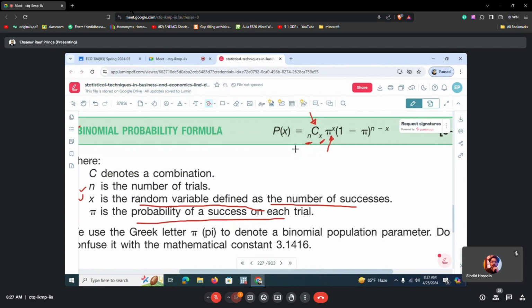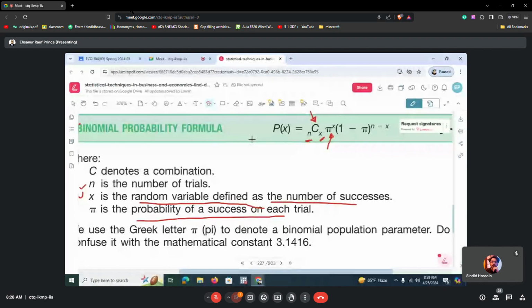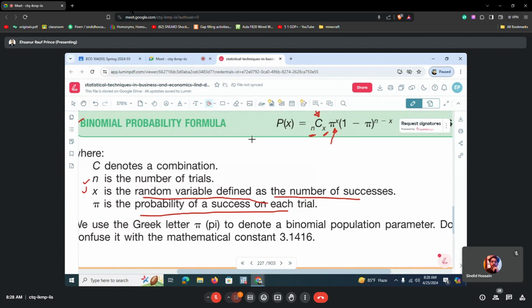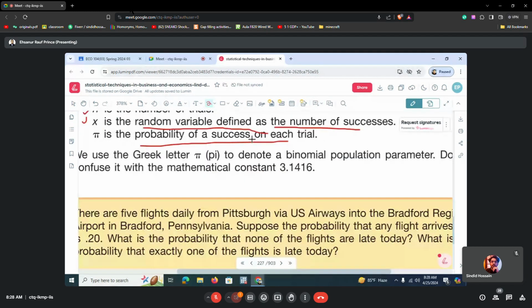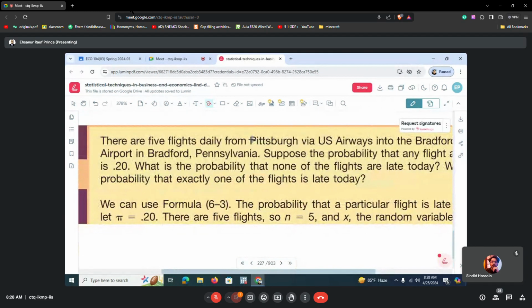Now let's go to the example. An example will help you clear the overall idea about the binomial probability distribution. So far you have read the properties of the binomial probability experiment as well as seen the formula. Now let's see the application. Application will help you understand everything about the binomial probability experiment. Let's see the example.